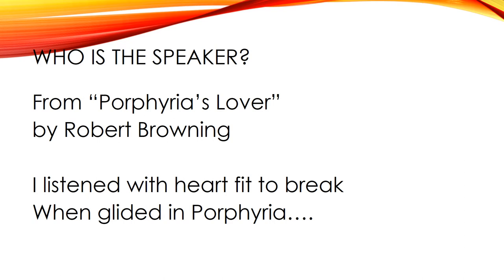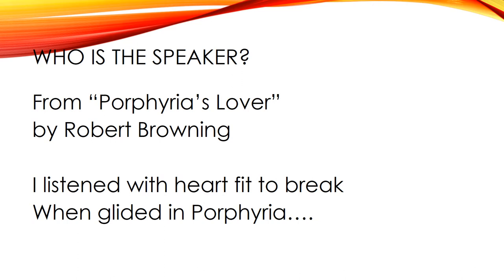When we analyze a poem, for example, the first thing we will ask would be, who is the speaker? Okay, or who is speaking in the poem? So for example, you have the poem written by Robert Browning. It's titled Porphyria's Lover. And then you have one of the lines in the poem, "I listened with heart fit to break when glided in Porphyria." A common mistake among students is that they would equate the I to the poet himself, okay?